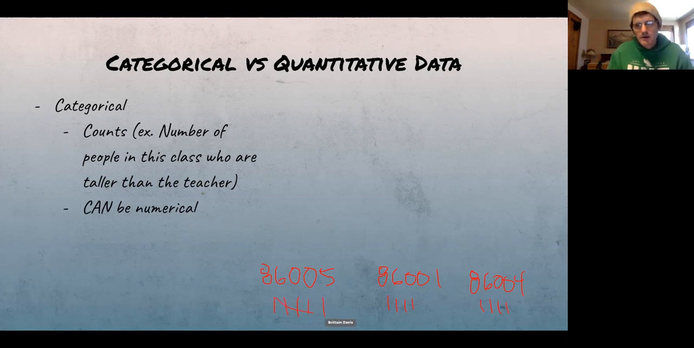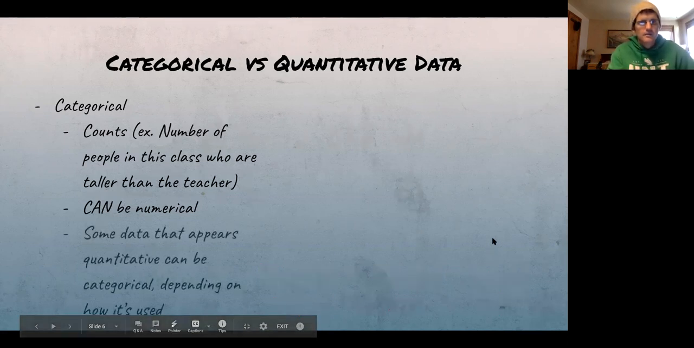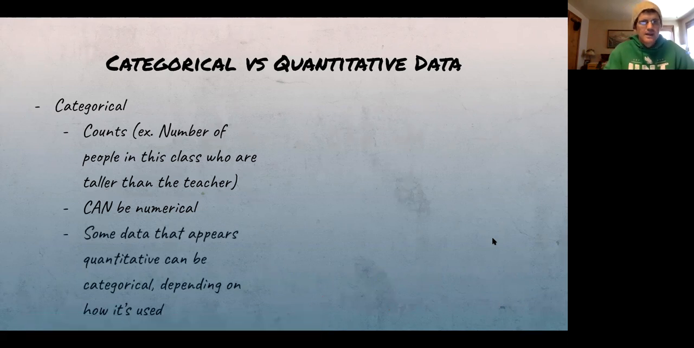It's numerical, but it's still categorical data, because it doesn't make any sense when we get to quantitative. It doesn't make any sense to average this data together. What's our average zip code? That makes no sense in any context. So some data that appears quantitative can be categorical depending on how it's used.